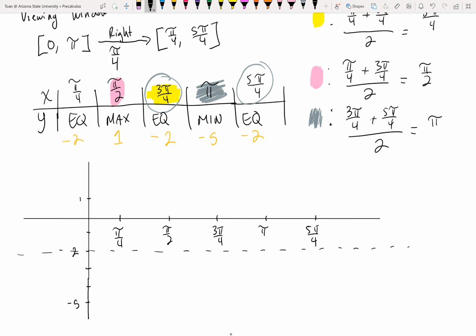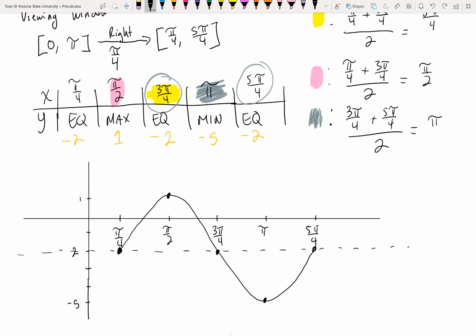And then just go ahead and plot your equilibrium, max, equilibrium, min, and so forth. So I know at pi fourths, I'm at an equilibrium. At pi halves, I'm at a maximum. At 3 pi fourths, I'm at an equilibrium. At pi, I'm at a minimum. And at 5 pi fourths, I'm at an equilibrium. There is our up and down wave. Now, the instructions I'm going to give are for just one period. Obviously, if I wanted more cycles, you can just continue with the pattern. But I'm only going to ask you for one full period. So this right here is all that I'll be looking for.